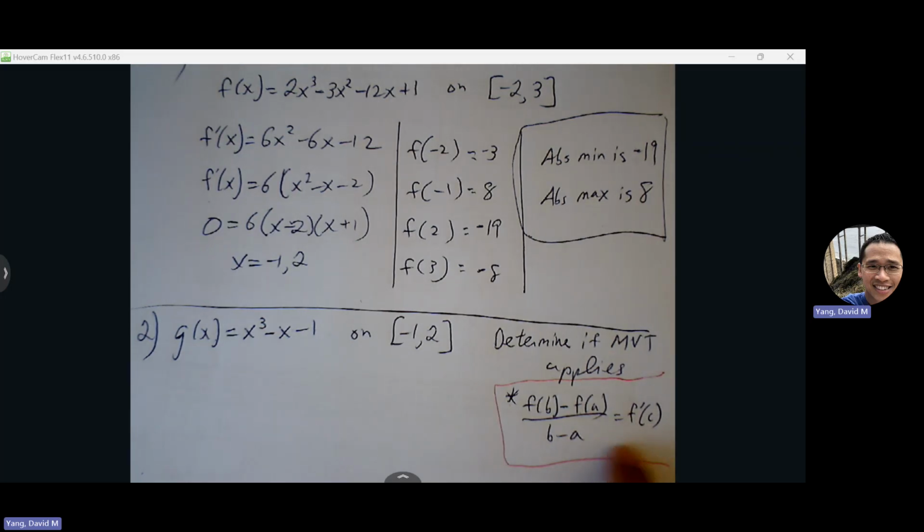So again, the formula is find the slope between the endpoints, get that number first, then find the derivative, and then set them equal to each other and try to solve for x. Ultimately, we're looking to first establish what is the slope between the two endpoints. And then we're asking the derivative to tell us where the curve is going to experience that exact slope that we found.